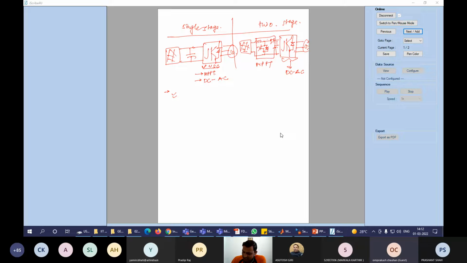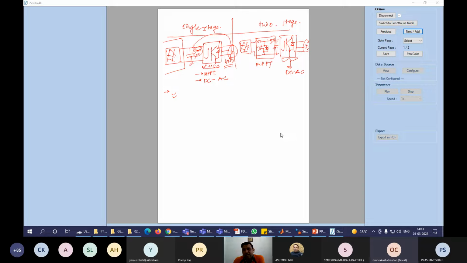How will you decide the DC bus voltage? Suppose we are having a 415 volt grid here. So according to power electronics calculation, we have to put this at 700 volt. Isn't it? We have to put 700 volt. In a single stage system, if the PV array is not there, then this capacitor voltage is decided by the grid.